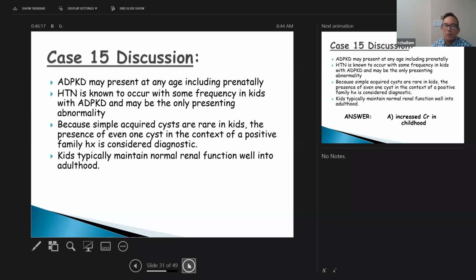Hypertension is known to occur, in fact, is pretty much the only complication in childhood of dominant polycystic kidney disease. Because of the genetics and the rarity of simple acquired cysts in kids, that happens in the adult world with some frequency. If you have a classic family history and you ultrasound the kid and there's one cyst, it's practically diagnostic that they've inherited the gene and will have it.